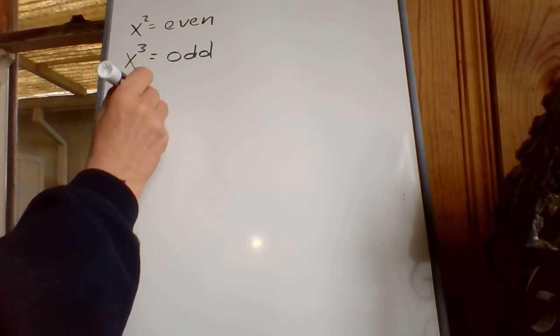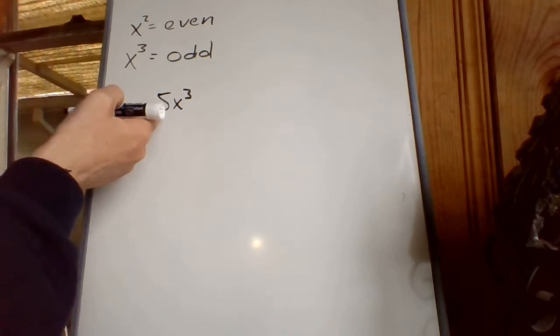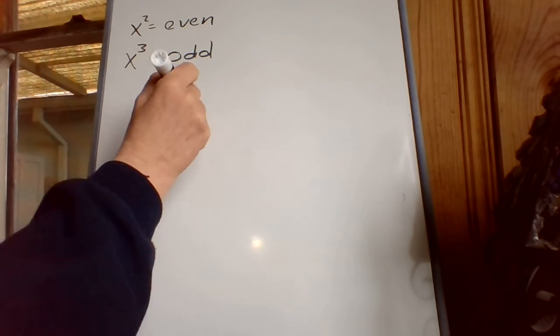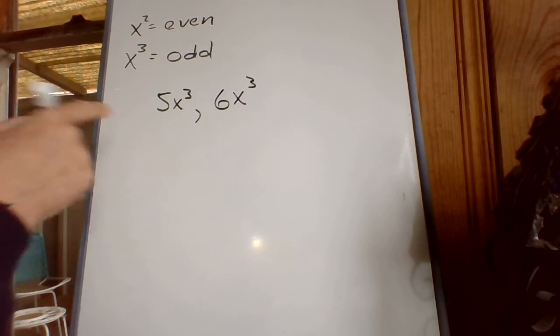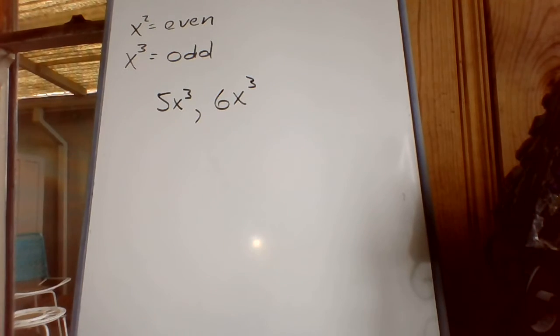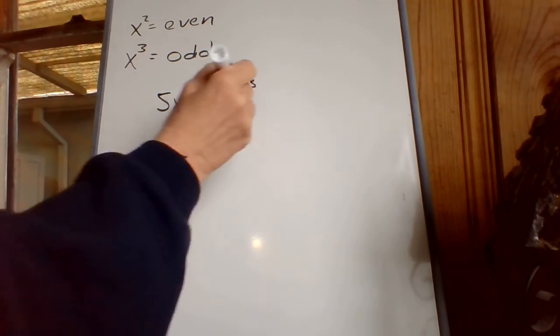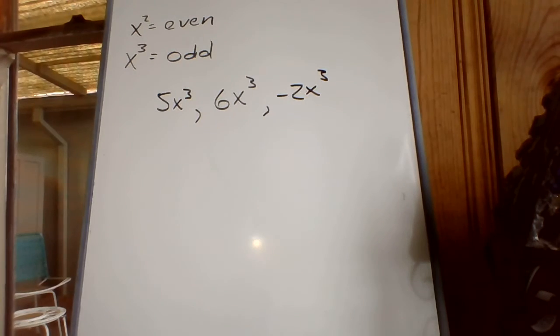Okay, so 5x to the 3. That's going to be odd. And it's not the 5, 6x to the 3 would also be odd. I'm not looking at the numbers, I'm looking at the powers. X to the 3 is odd no matter what number's in front of it, even if it's like negative 2x to the 3. That doesn't make a difference. It's just the 3 that's causing that.